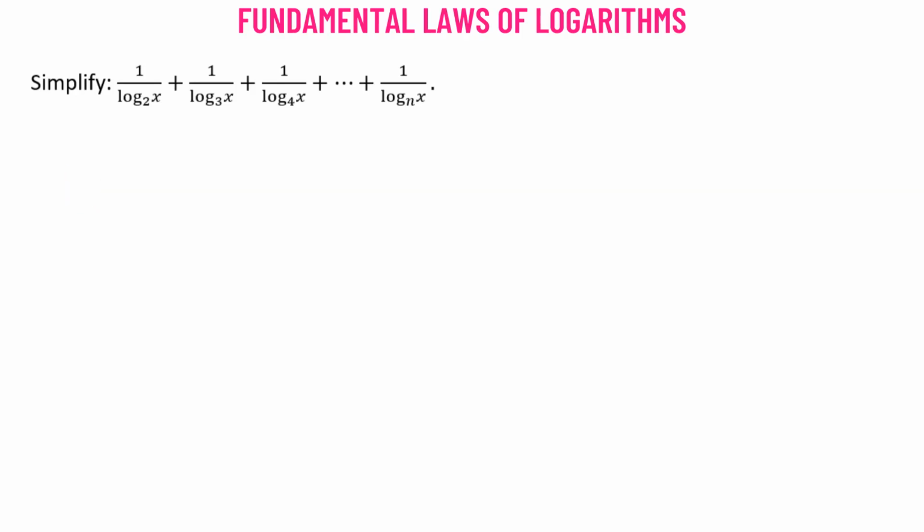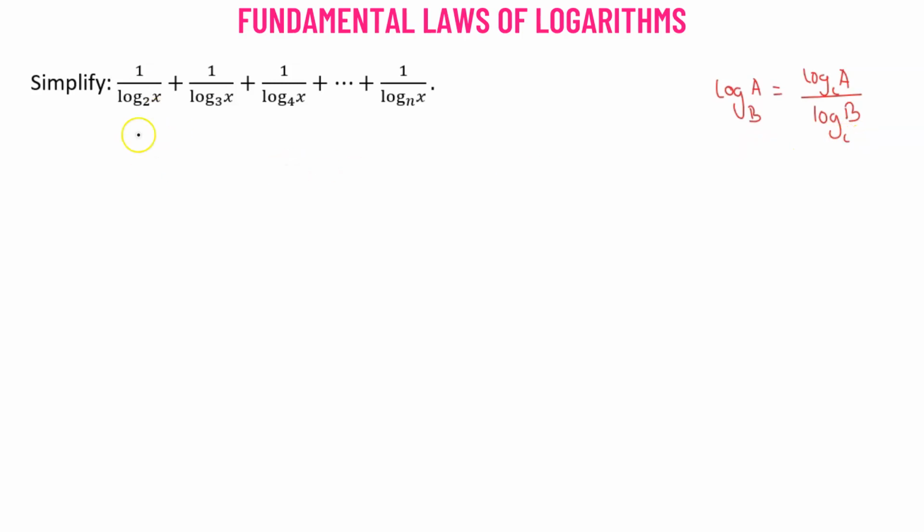So we need to simplify the given logarithmic expression. To do that, first let me state a property of logarithm. If we have log of a with a base of b, then we can also express it as log of a divided by log of b, provided both of them have the common base of c.